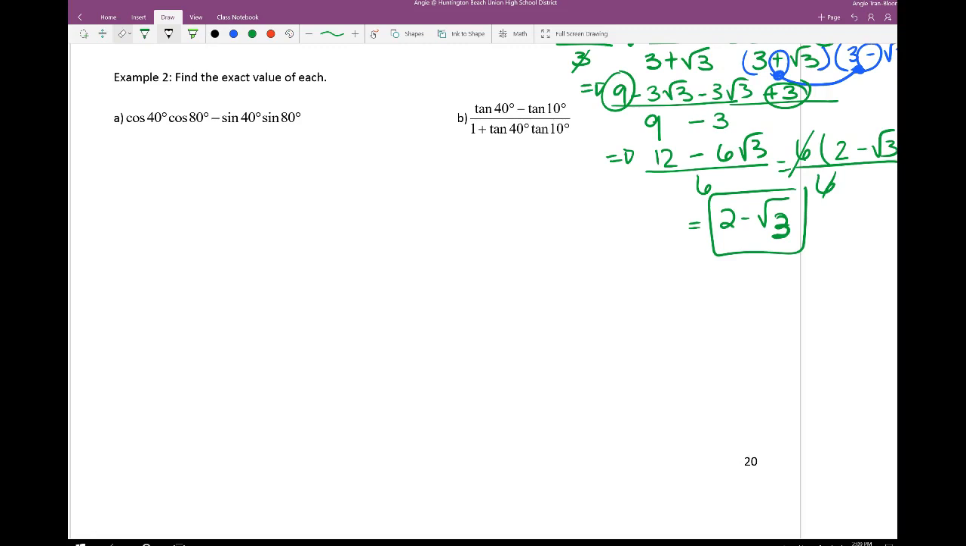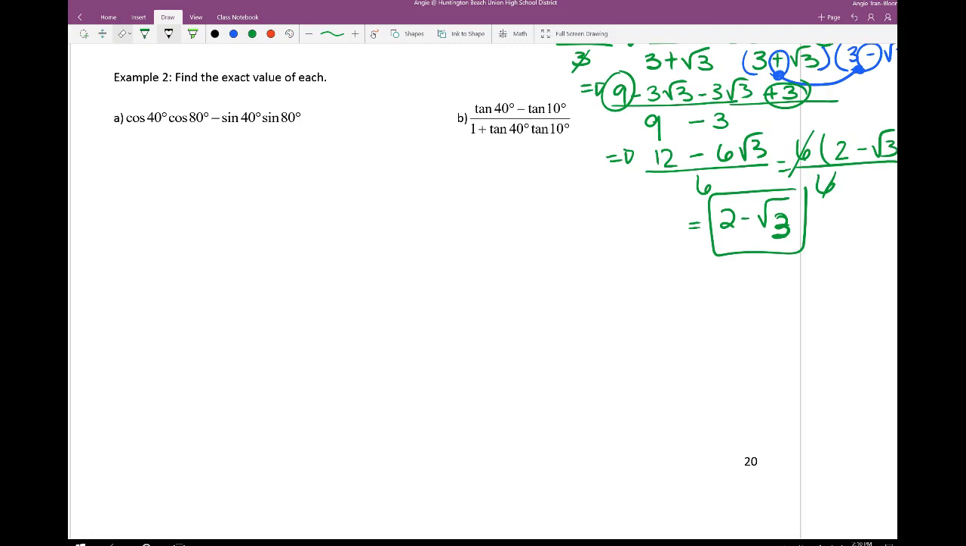So if you look at the expression, cosine of 40 degrees times cosine of 80 degrees minus sine of 40 degrees times sine of 80 degrees. And you can't use a calculator because the direction says find the exact value. So how is this possible?